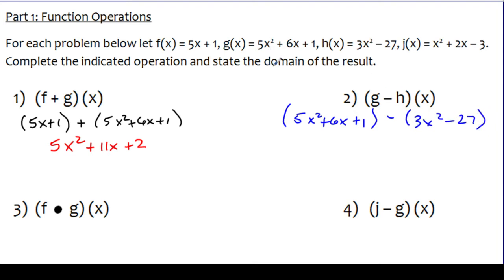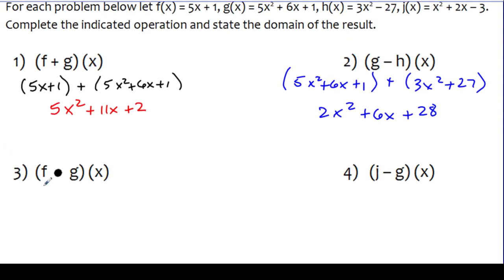Here's why this is really important. We need to subtract 3x squared. So 5x squared minus 3x squared is going to be 2x squared. 6x, there's nothing over here that pairs with 6x, so that's going to stay. And this is where you have to be careful. This is 1 minus negative 27. Well, that's like 1 plus 27, and that's going to give me 28. So that's where you really have to be careful. If you didn't put parentheses around this, the minus sign would look like it only goes with the 3x squared, but it actually goes with both. So again, be in the habit of putting all of the expressions that you bring down in parentheses.